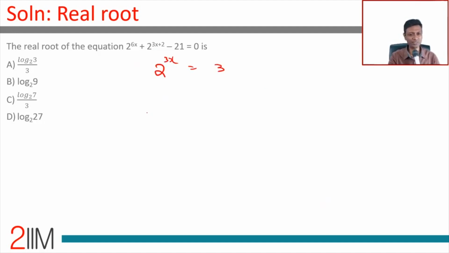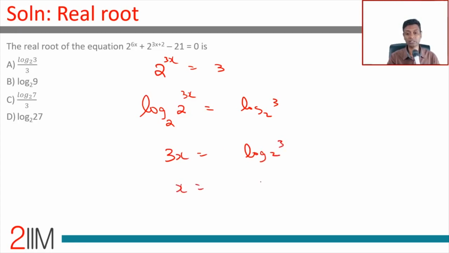Some log is involved. Right away we take log to the base 2 of 2 power 3x, which is log 3 to the base 2. This is 3x equals log 3 to the base 2, or x is 1/3 of log 3 to the base 2. Log 3 to the base 2 by 3. That is the right answer.